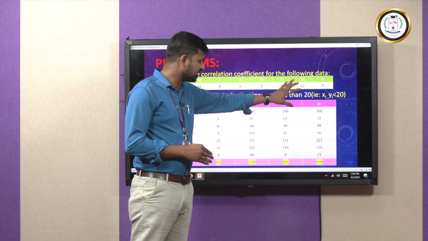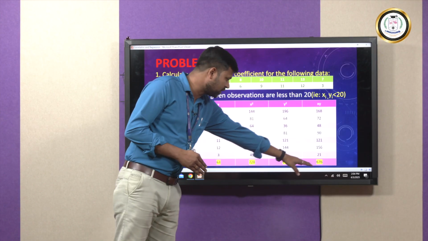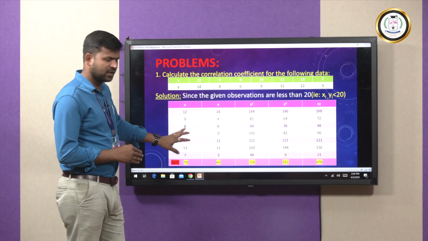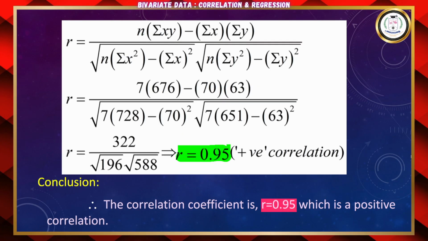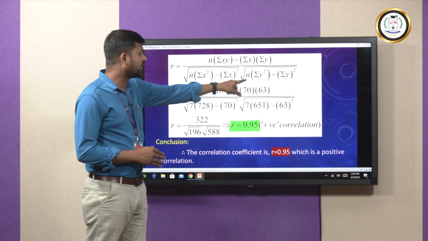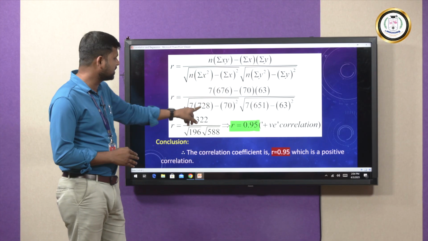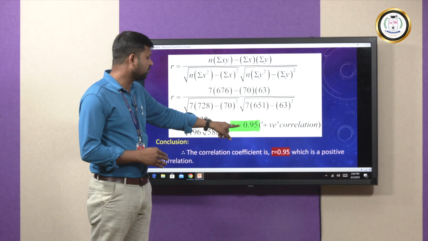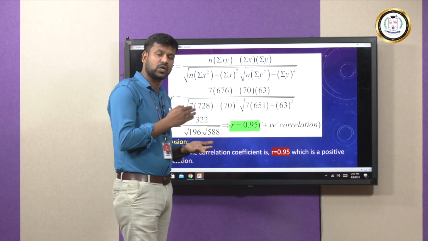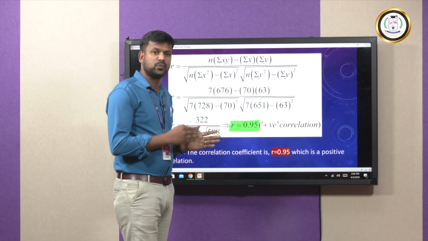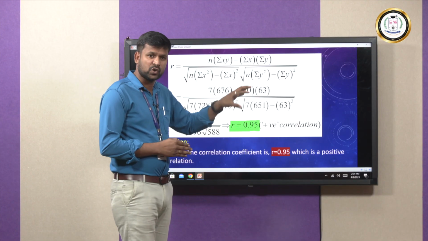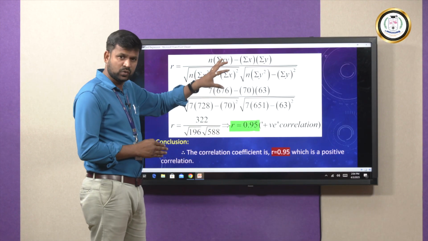Once we have done this, add all the data together and write the totals here. Then substitute the data into the formula, which is the one for data less than 20. Here n is the number of terms, which is 7, and we substitute the values we have calculated. After the calculation, the result becomes 0.95. As I told you already, the correlation value lies between -1 and +1. Here we have 0.95, which is a positive value, so we can say it is a positive correlation.